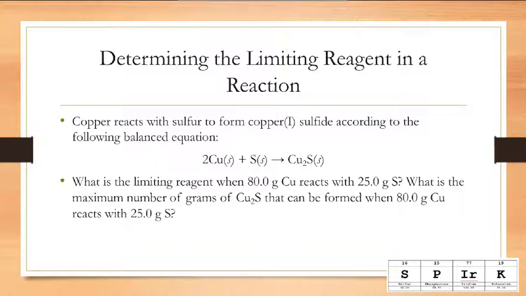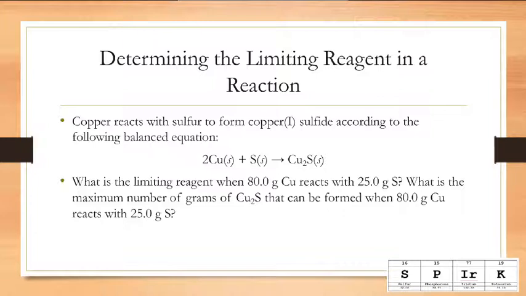So remember, think about it this way. We have 80 grams of copper and we have 25 grams of sulfur. We're going to add those two things together, but one of them is going to run out first, which will limit our reaction. Now, just because there's only 25 grams of sulfur does not mean that sulfur is our limiting reactant.